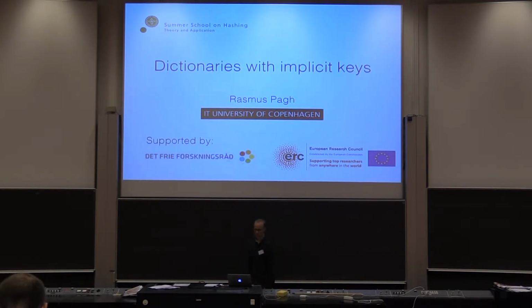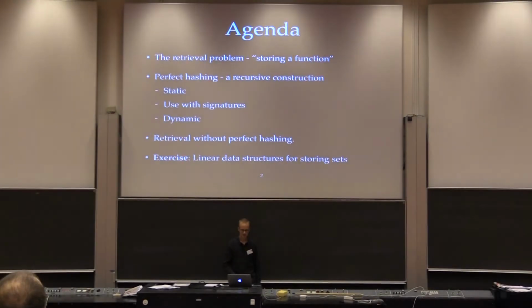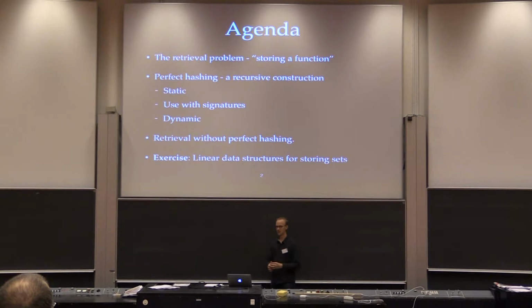I'm going to talk about something that I call dictionaries with implicit keys. It goes under various other names as well. Some people call it the retrieval problem. Some people call it storing a function. And this problem is related to something that Michael discussed yesterday, perfect hashing. I'm going to show you, in fact, a simple construction of a perfect hash function.